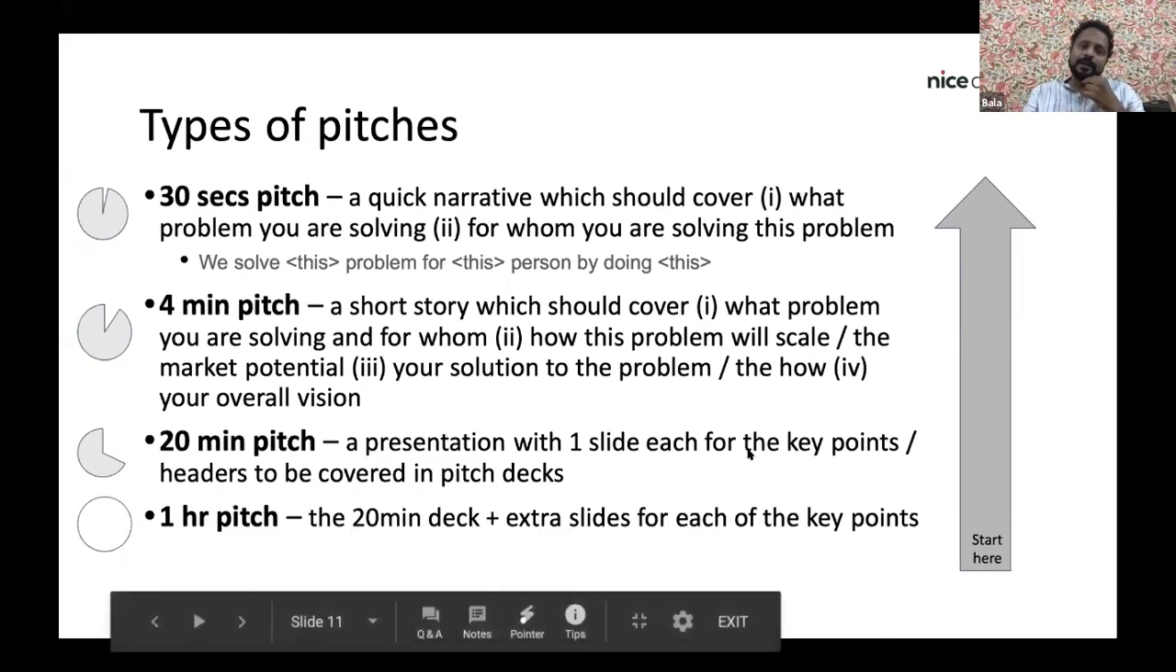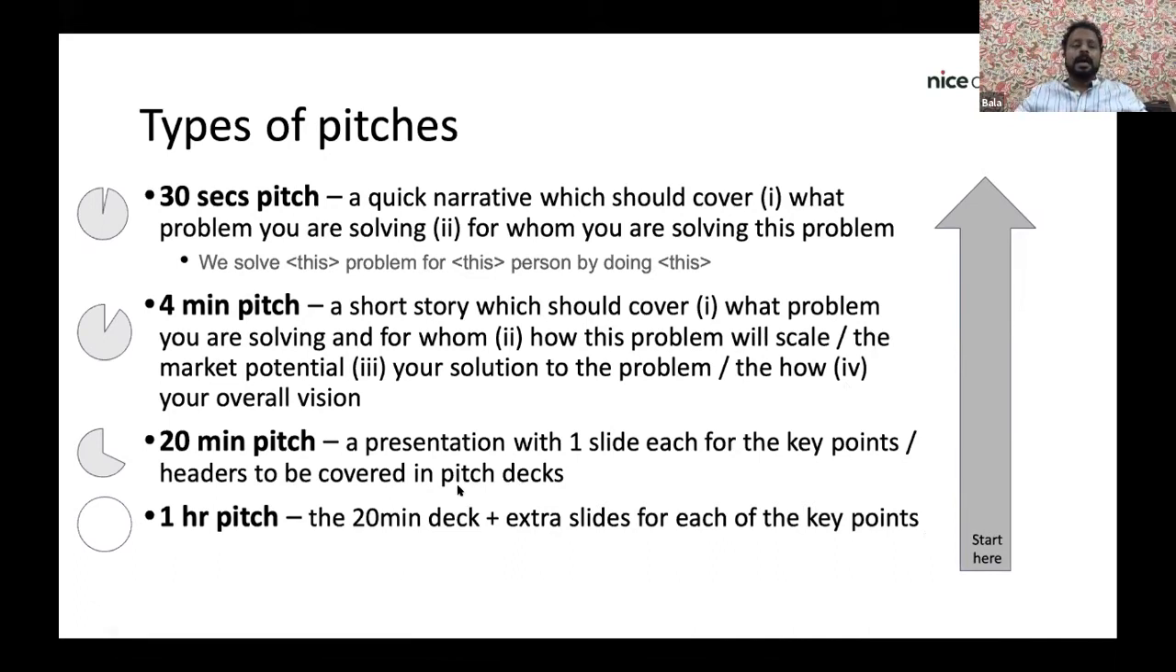And if you do not have any of these pitches, I would recommend that you start with a 1 hour pitch, because the 1 hour pitch is the most elaborate one. And then from there, you condense it to 20 minutes. From there, you distill it back to 4 minutes, and then you bring your 30-second pitch. So you start your journey from there, and then you condense it. Don't do the reverse. It's not the right way of approaching it.